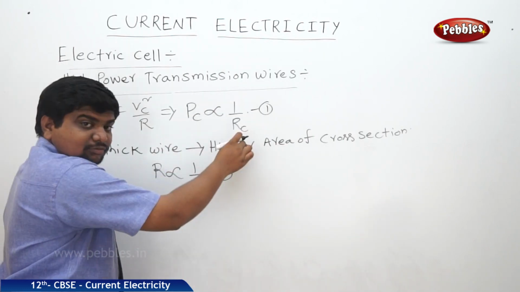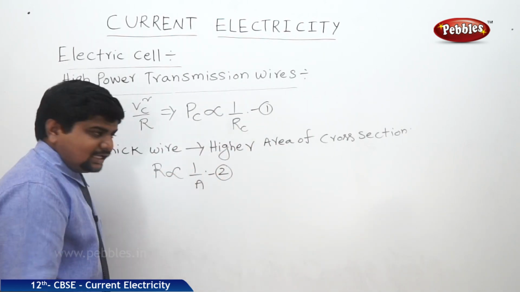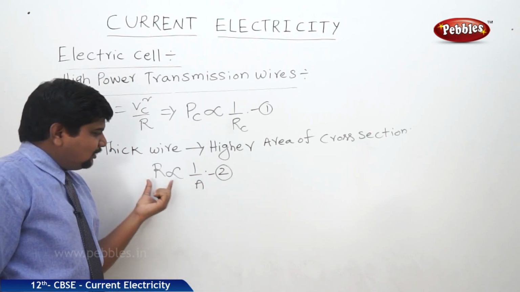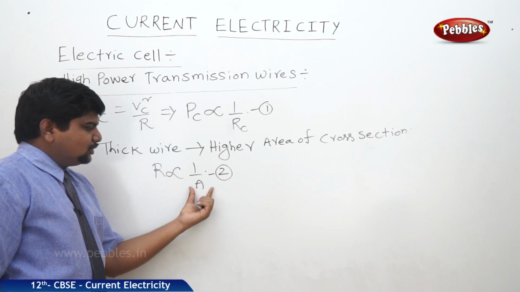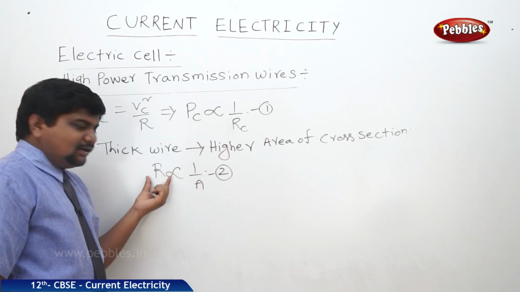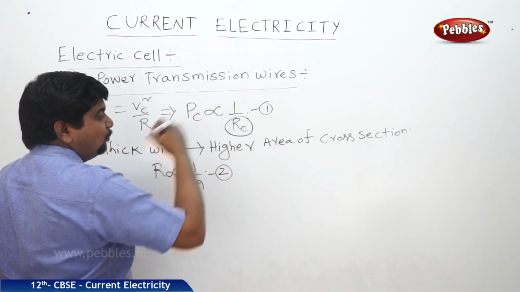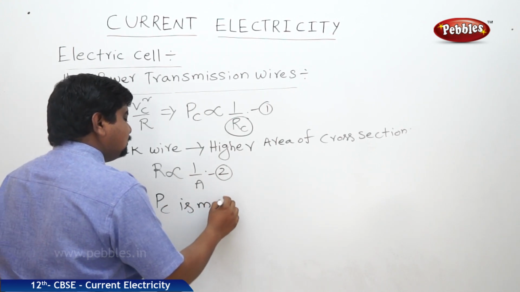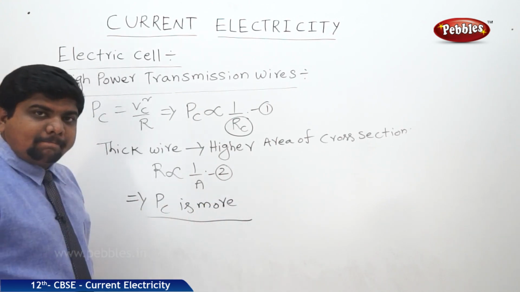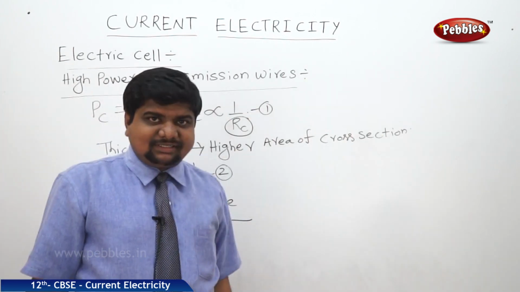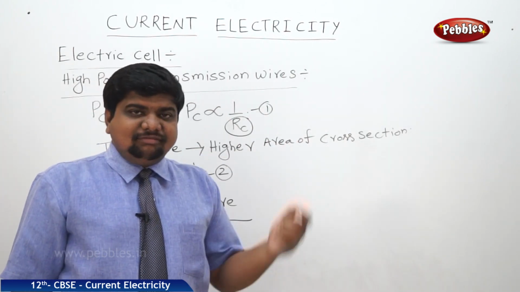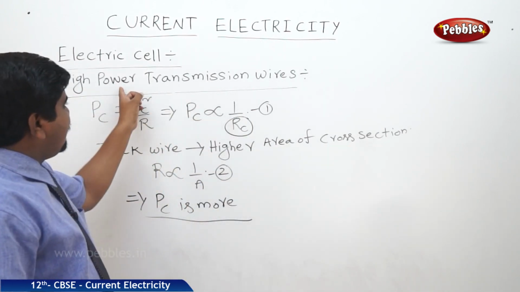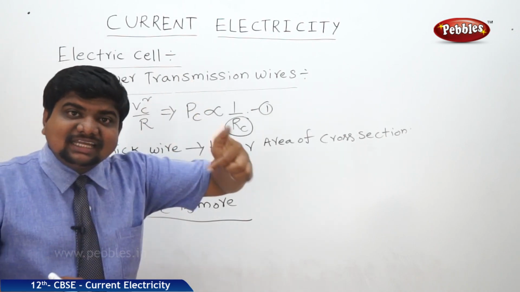So we know that P is 1 by R. So R is inversely proportional to the area, meaning if area is increased, R is less. If area is less, R will be more. So area is more for the thick wires, R will be less. So what does it imply? P is more. That's why, to transmit high powers over long distances without being affected by the resistance offered by the material, they use transmission wires made thick.